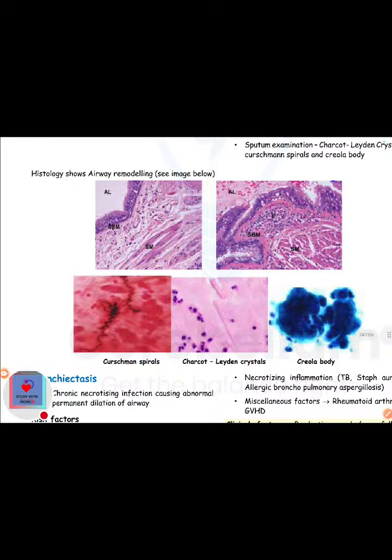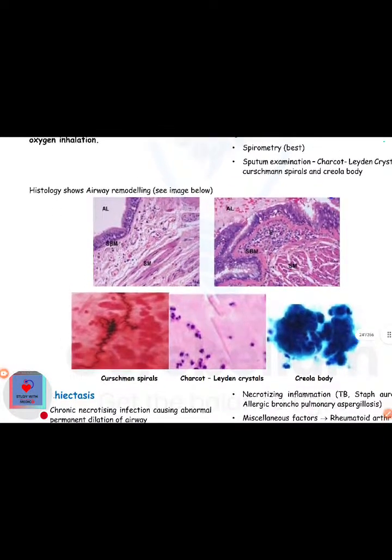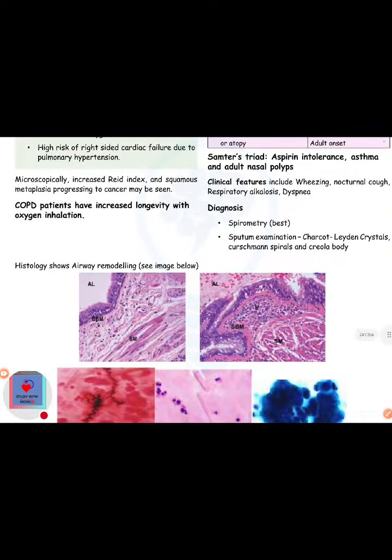Histology shows airway remodeling. There is squamous metaplasia. So the pseudostratified columnar epithelium is replaced with squamous epithelium, which is called squamous metaplasia.